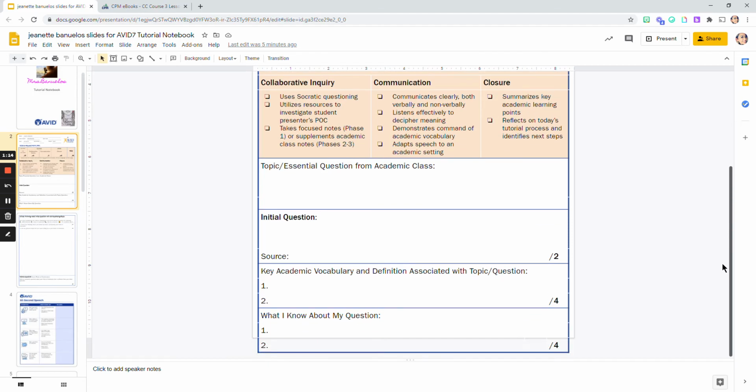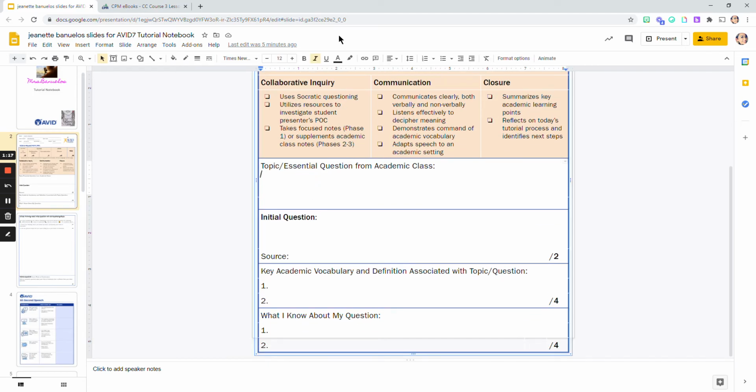You are going to start off by completing the topic and essential question. This is where you think, where was I confused? In which class? And is it classwork, homework, quiz, test, or even a project? And then I think, you know what, I had a math homework assignment, and I was confused on one of my math homework problems. So I'm going to use that, and it came from my CPM ebook.